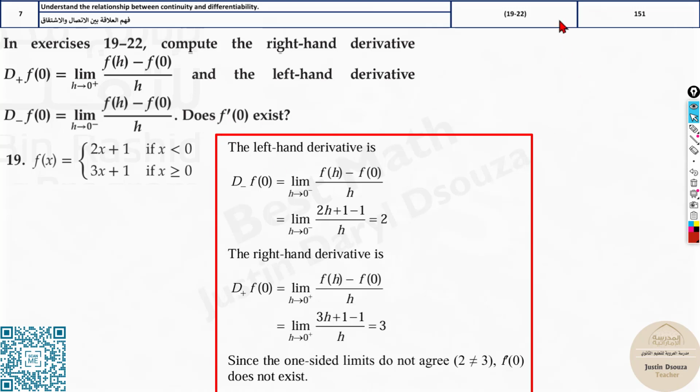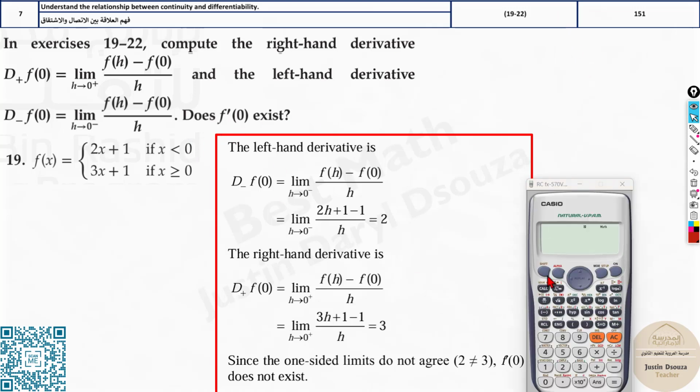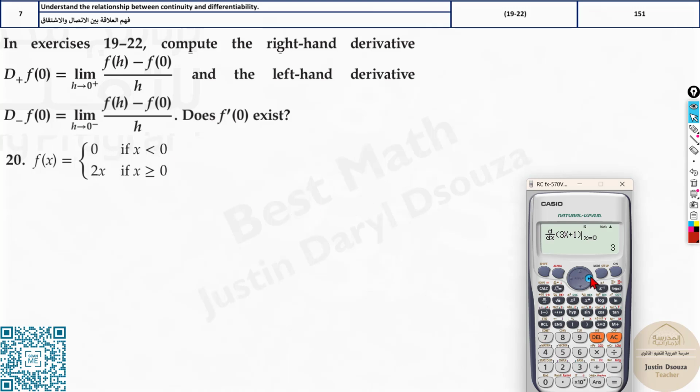Now I'll show you in the calculator. Here, since the x value is given, you can easily derive by pressing shift and the integral symbol. You get derivatives. Type in the equation 2x plus 1. What is the x value? We have to derive it at 0, because we need to find at 0, isn't it? It's 2, and over here you just change this to 3x and it'll be 3. Similarly, you can try the other problems.